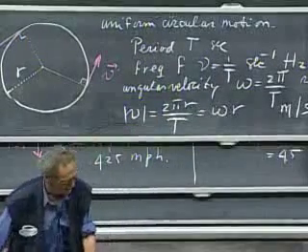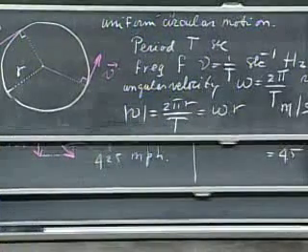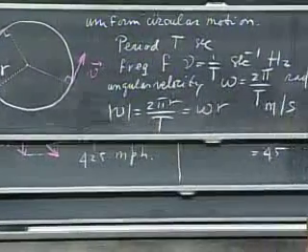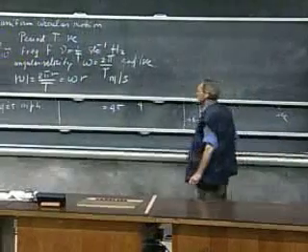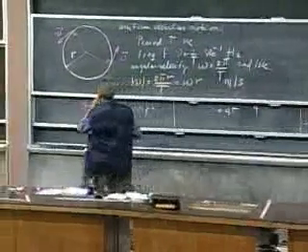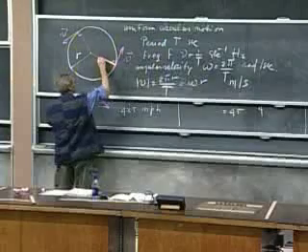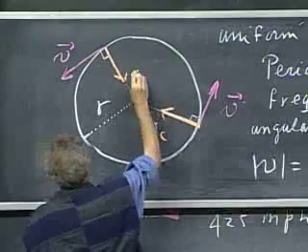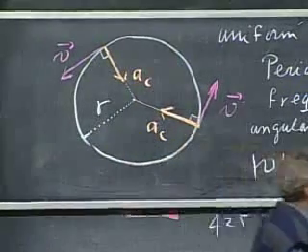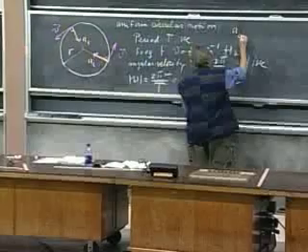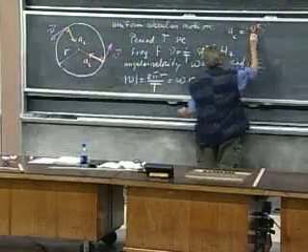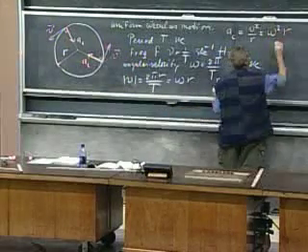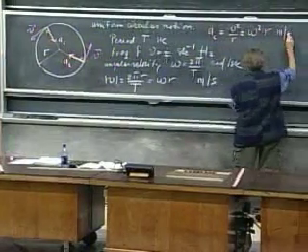All this is only possible if there is an acceleration. And the acceleration is called the centripetal acceleration. It is always pointed towards the center. Centripetal. And the centripetal acceleration, the magnitude, is v squared divided by r, which is therefore also omega squared r, and that of course is in meters per second squared.